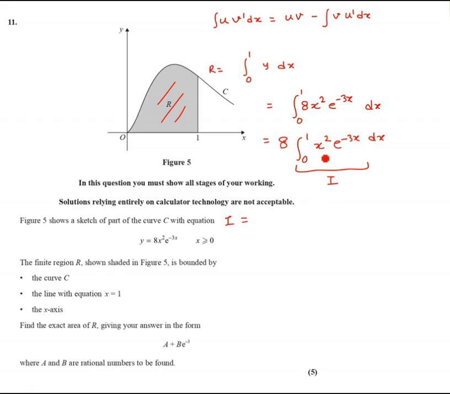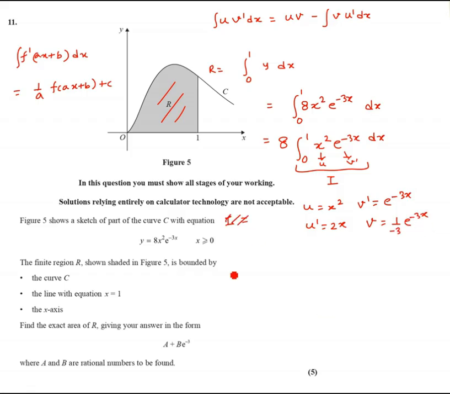Okay, so let's work out the value of I. We say this is your u and this is your v dash. So u is x squared and v dash is e to the power minus 3x. Now u dash will be, you differentiate this, so it becomes 2x, and v will be, if you know f dash of ax plus b form, if you integrate this, it becomes 1 by a f of ax plus b plus constant. So we integrate e to the power minus 3x as 1 over minus 3 e to the power minus 3x. Now to work out I, remember to multiply 8 at the end.